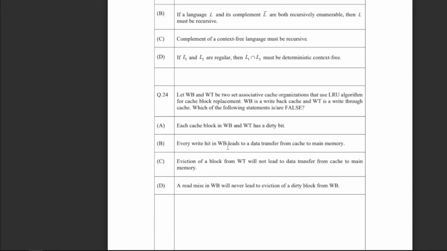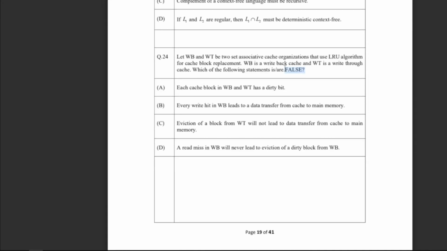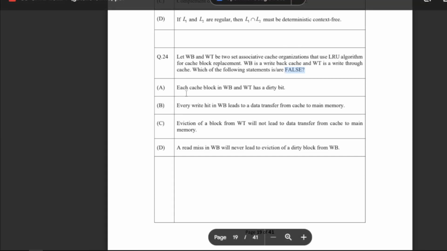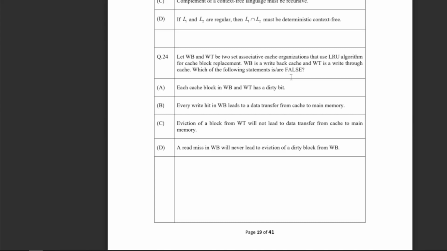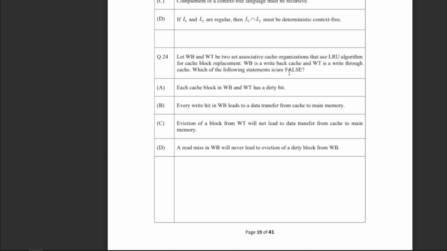Now the 24th is: let WB and WT be two set associative caches which use the LRU algorithm for cache block replacement. WB is a write back cache and WT is a write through cache. Which of the following statements are false, right? So you must read the question properly, because sometimes there is a dilemma. We read half of the question, but the actual question that is asked is the opposite, like sometimes all the negative things will be there, so we go for positive and tick the answer. So for 24 the answer is A, B, D.